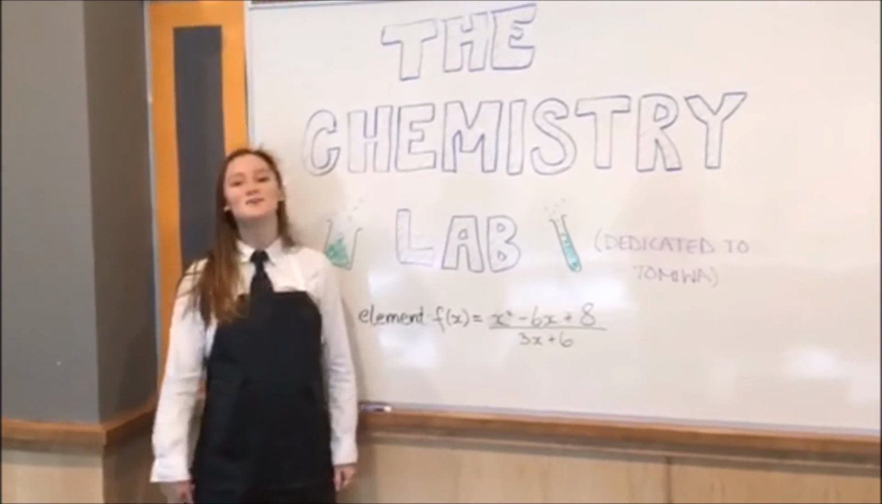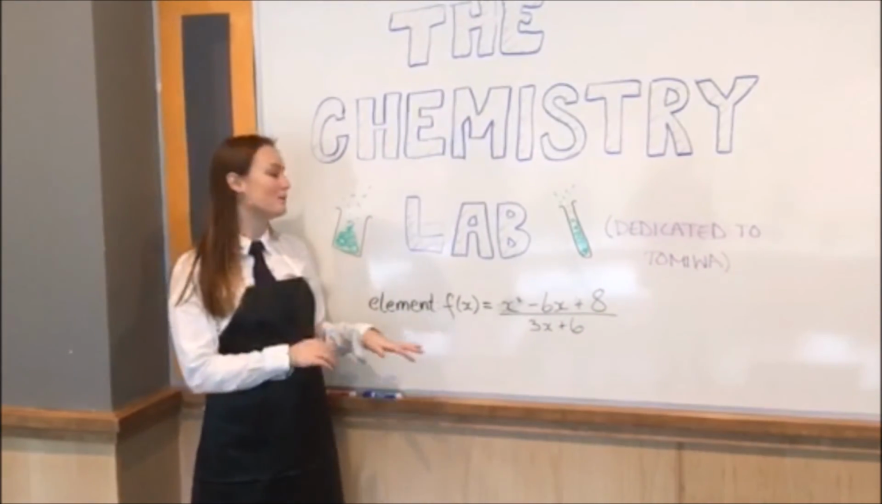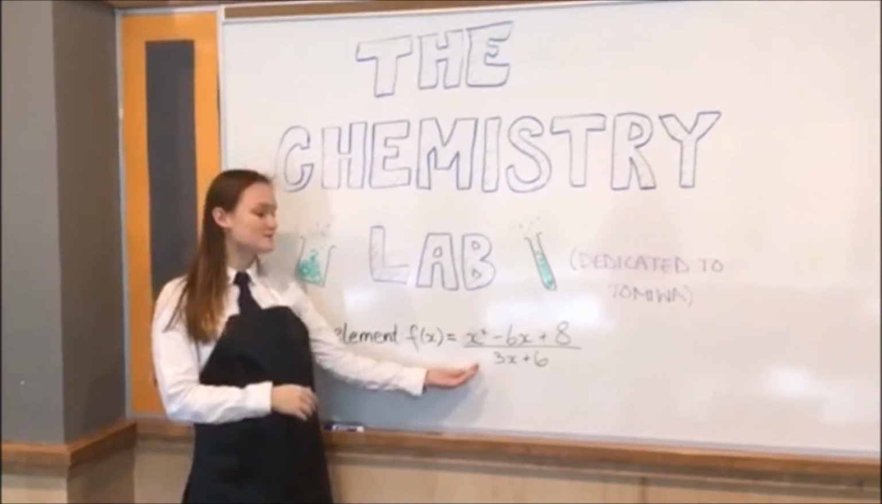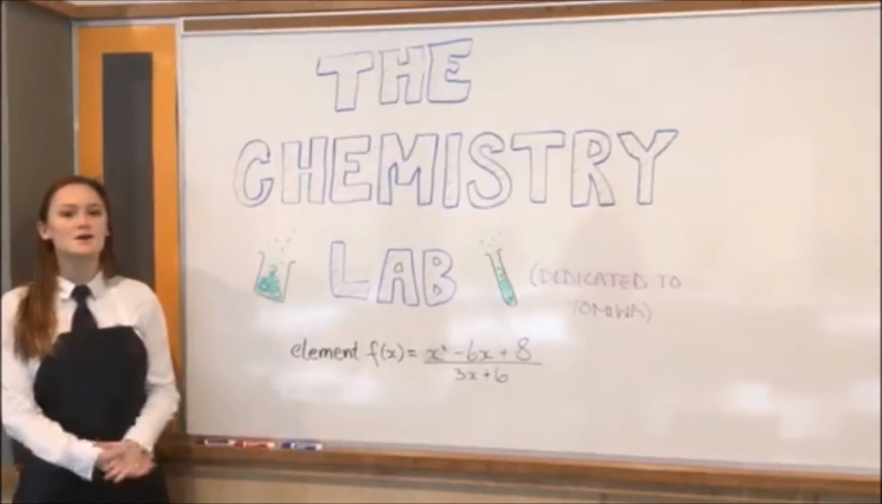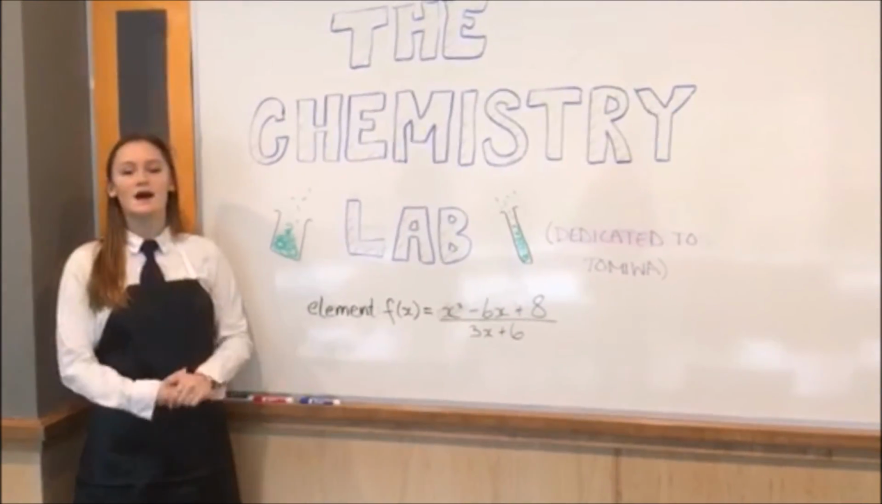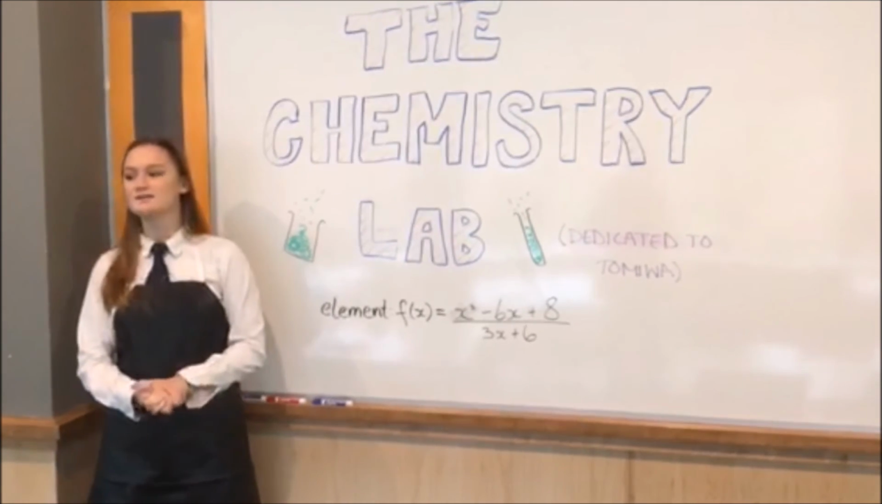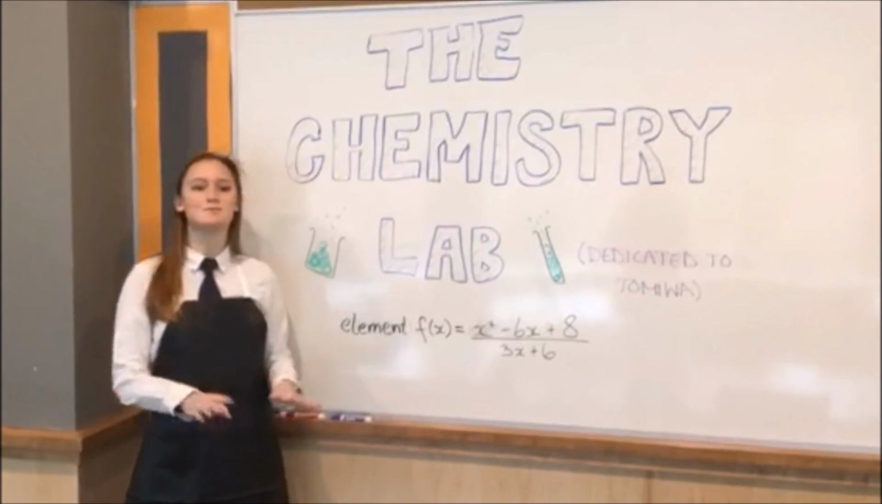Hello there. So again, in conclusion, we hope you understand our breakdown of our element x squared minus 6x plus 8 over 3x plus 6. These are all the different qualities that this element has, and its many different characteristics. I'm sure it has many, many more, but these are the few that we are going to explain to you today.